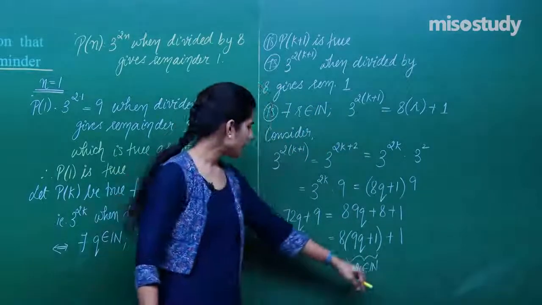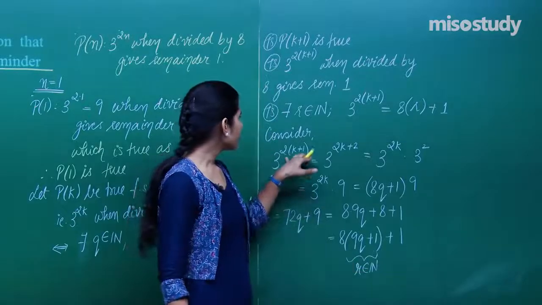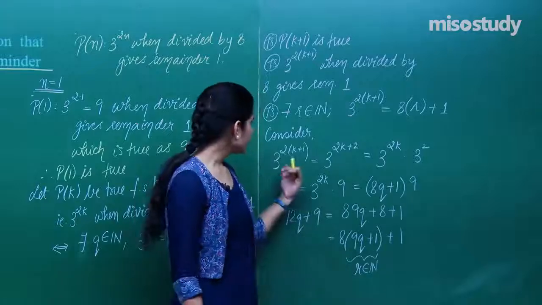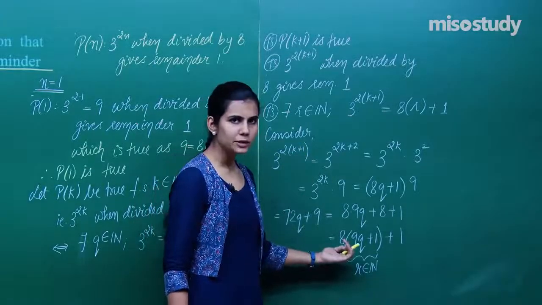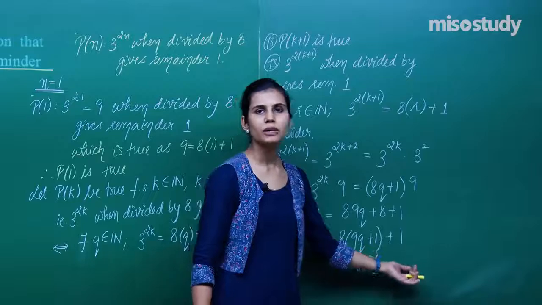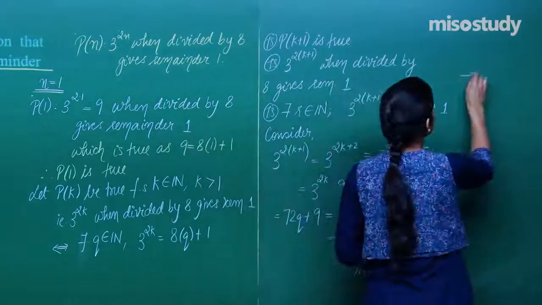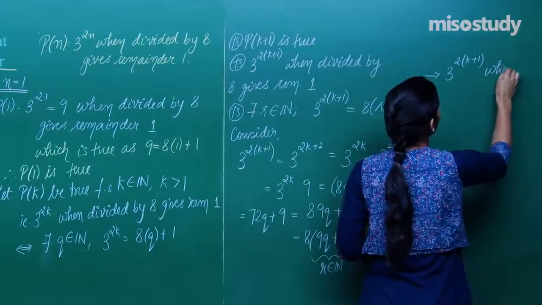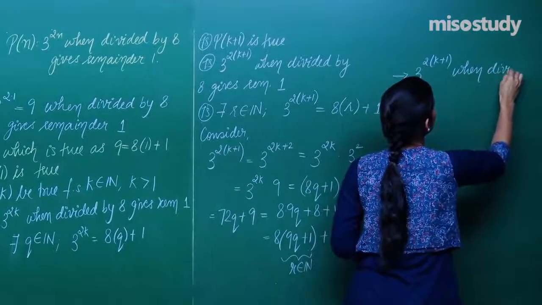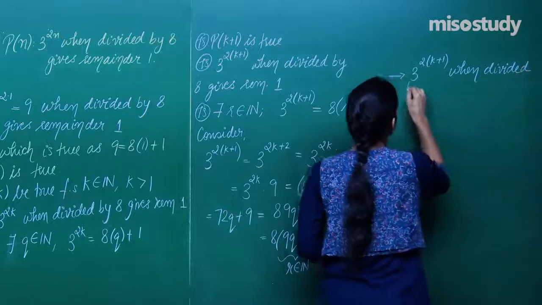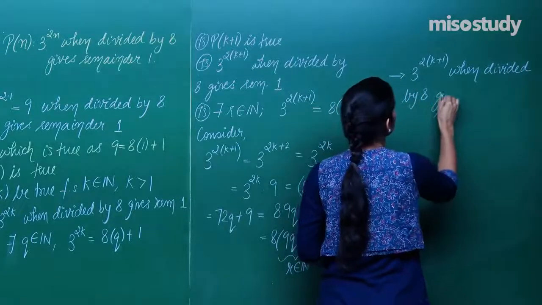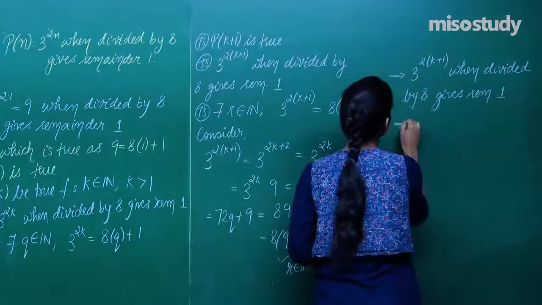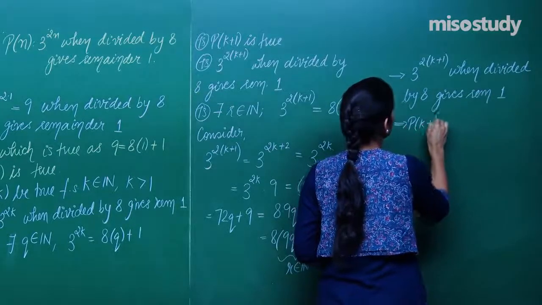I have got a natural number r such that 3 to the power twice of k plus 1 can be written as 8 into r plus 1. That means when 3 to the power twice of k plus 1 will be divided by 8, this r will be the quotient and 1 will be the remainder. This implies 3 to the power twice of k plus 1 when divided by 8 gives remainder 1, which implies Pk plus 1 is true.